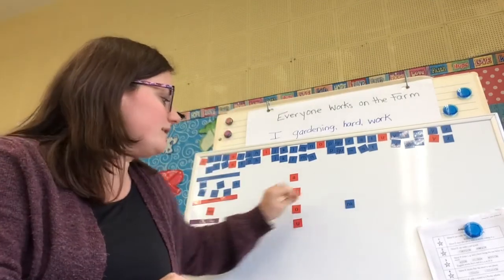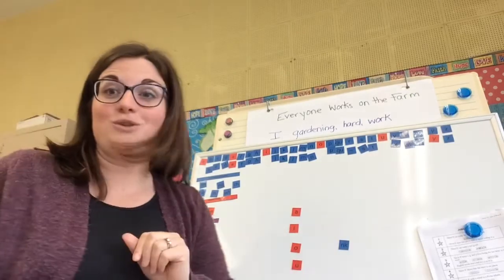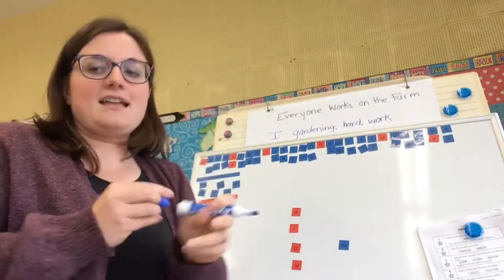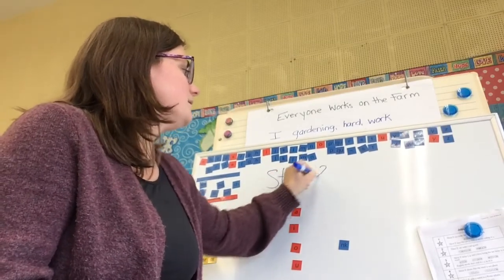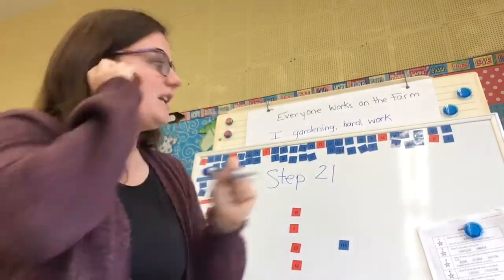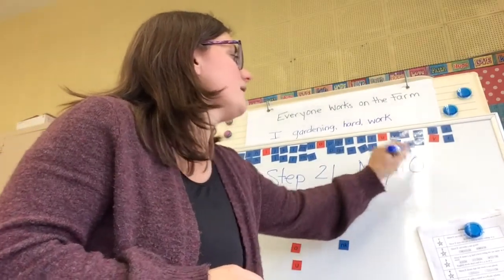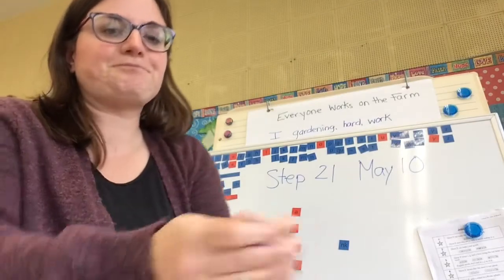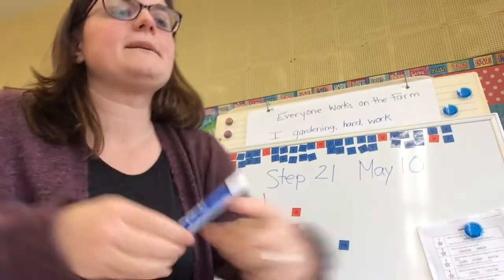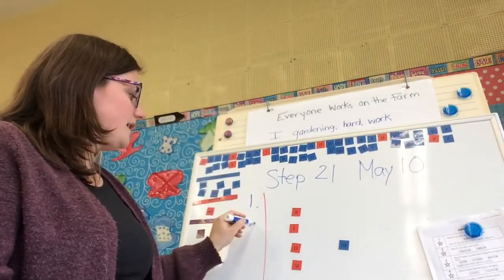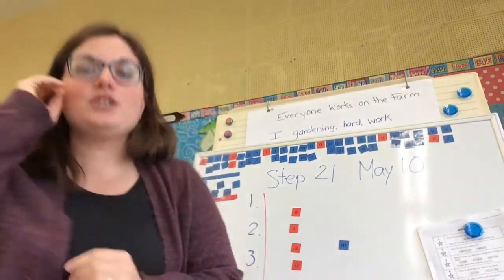So, in your spelling books, I would like you to open to a new page. And I'm going to have you put step 21 at the top. Okay? And I'm going to have you put today's date, which is May the 10th. And if you remember, we have our red margin line. And we're going to skip a line, but we're going to write 1, skip a line, 2. You're going to go all the way to 10. I'm going to dictate your words for this week.